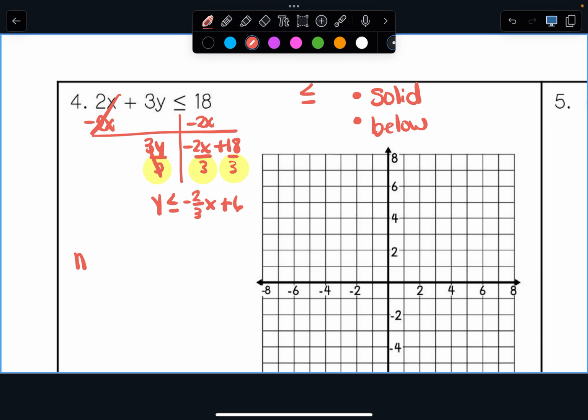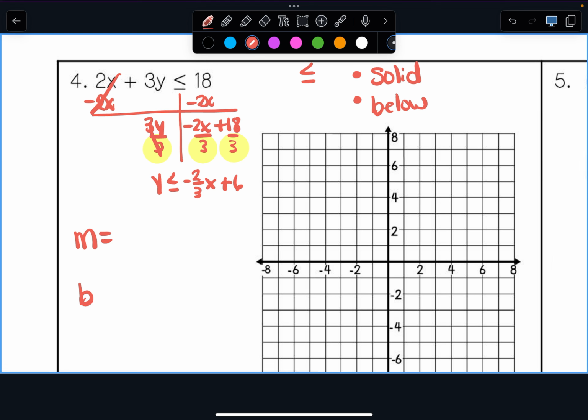Okay. To graph the line, we need the slope. We need the y-intercept. What is the slope? -1/3. What direction would you go in? Up to the left. What's the y-intercept? 6. And we start with the starting point. Put a point on the 6. If I go up to the left 3, what point do I end up at?